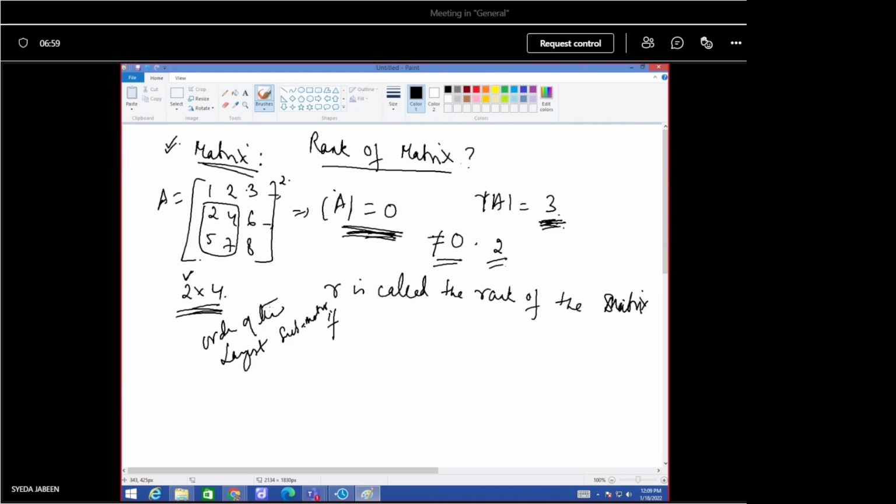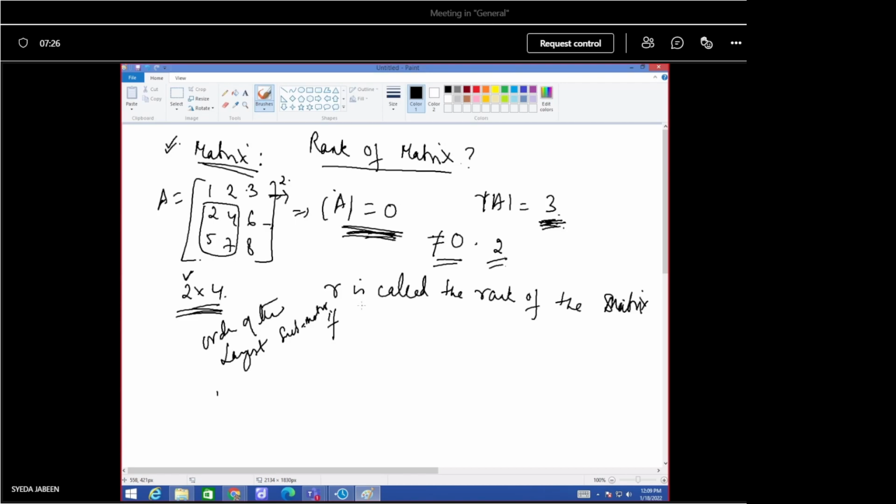Another definition, can you say? Largest square matrix inside a matrix whose determinant is non-zero. Okay, another definition, what you can say? Highest order of non-singular matrix. That is not a proper thing. Or submatrix.